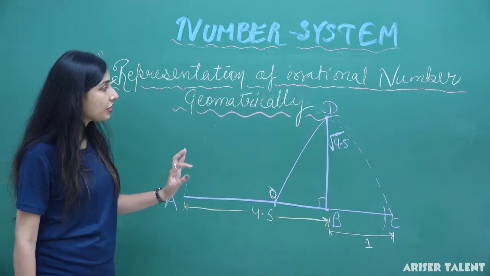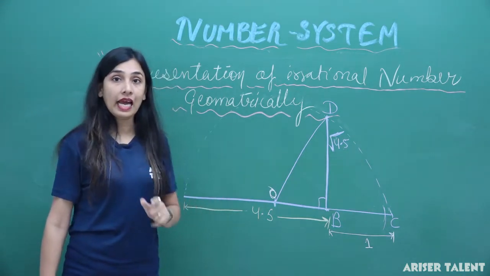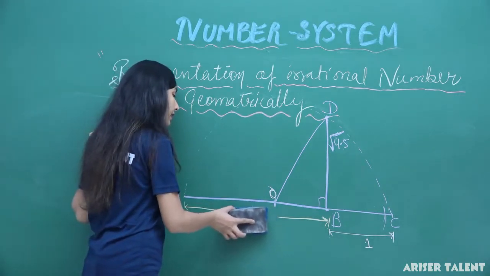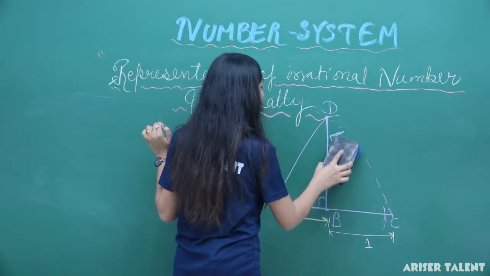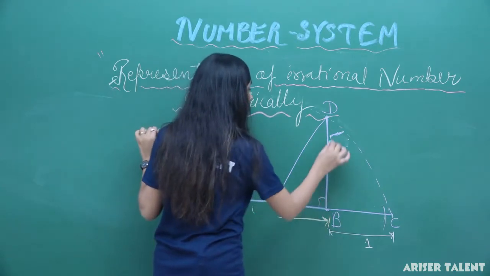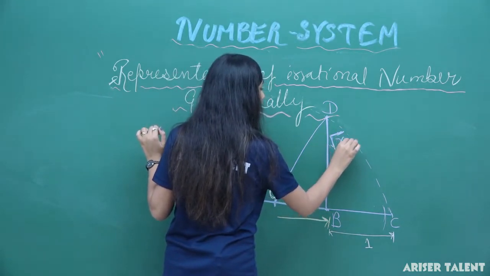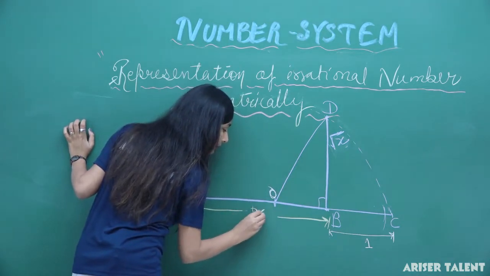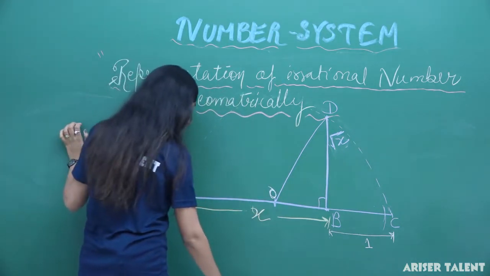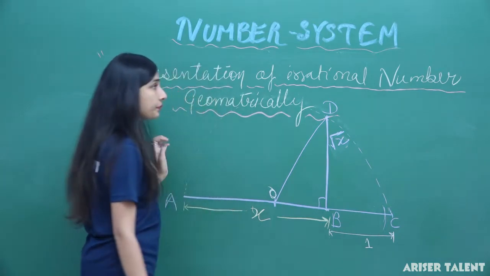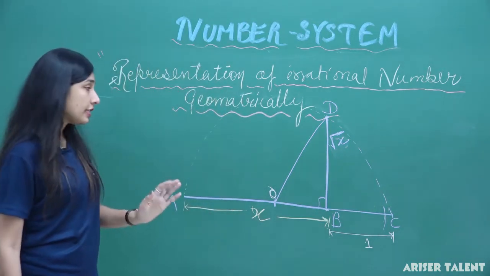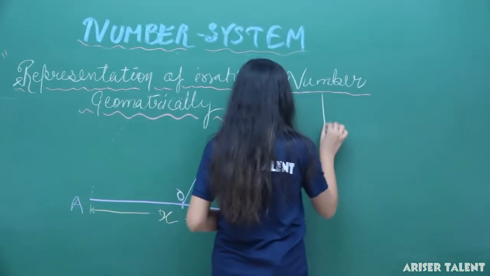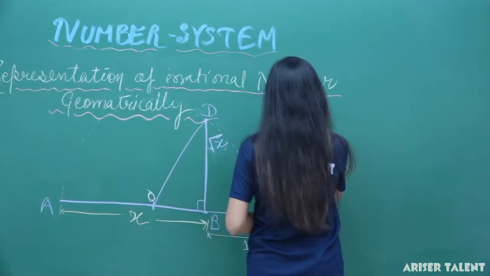So I am taking a generalized term x. I will be having this as x and then we will see whether this is possible or not for each and every value. So let us suppose this is root x. Now first thing is the construction steps. So come this side and we will write construction steps.